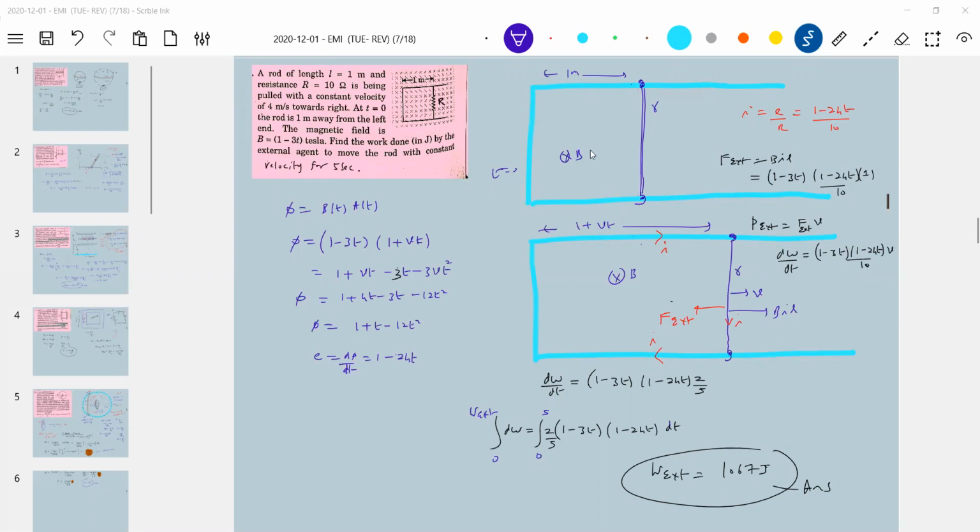E equal to minus d phi by dt. I calculated only the magnitude. I just directly took that flux is increasing. Negative flux increases, d phi by dt negative, EMF induced positive. Okay, I'll do one thing: I'll just retain the same direction. I think to get the answer, it is very simple.